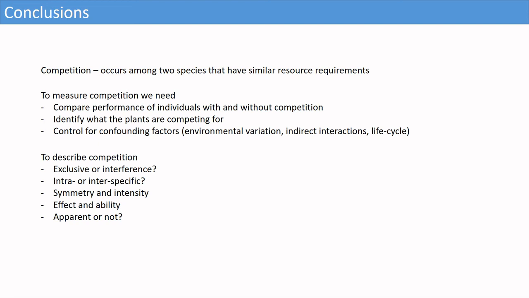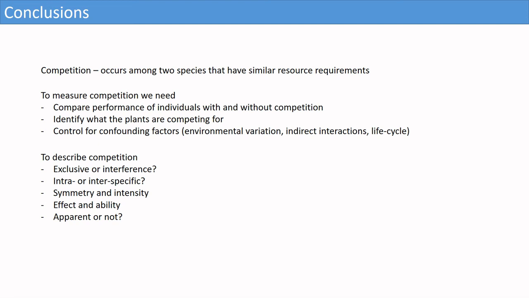We need to know what the plants are competing for. Is it nutrients? Is it sunlight? Is it mycorrhizal fungi associations and so on? And we need to control for anything else that might influence our competition experiment. So variation in the environment, indirect interactions with mycorrhizal fungi and pathogens, and the life cycle traits. If we measure competition in young plants and in old plants, we might not get the same results.